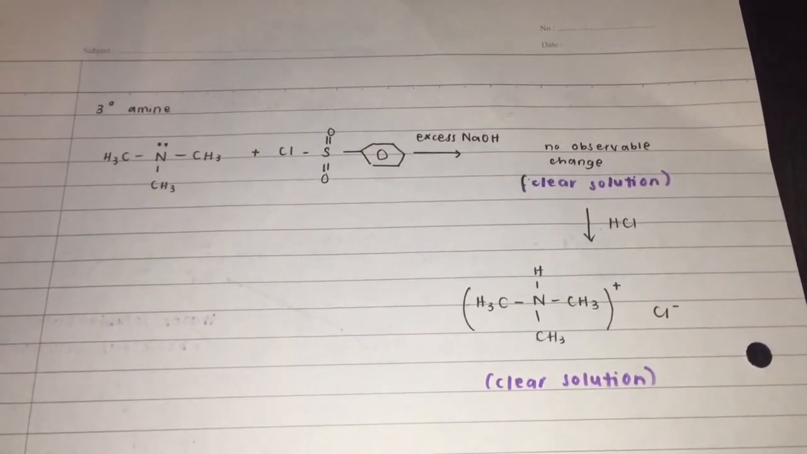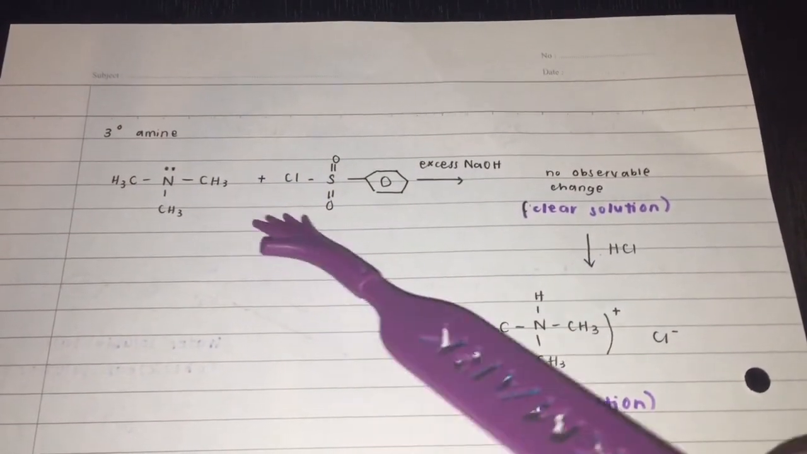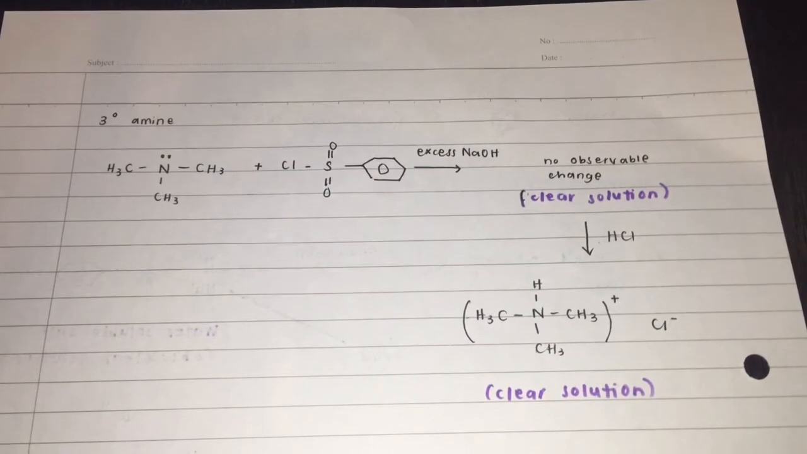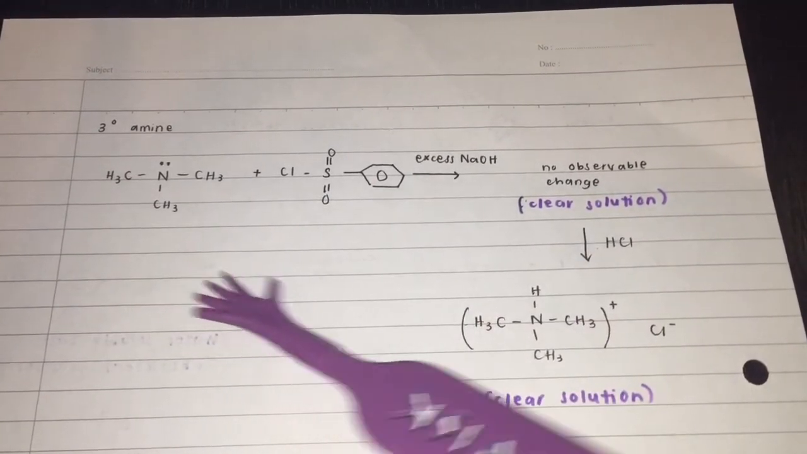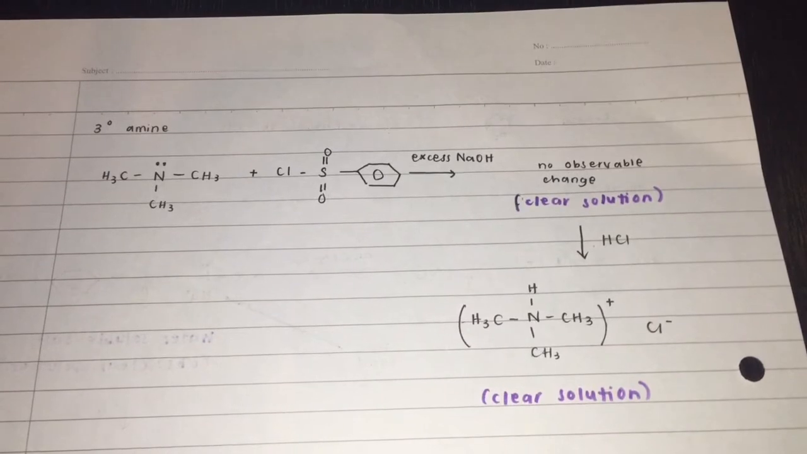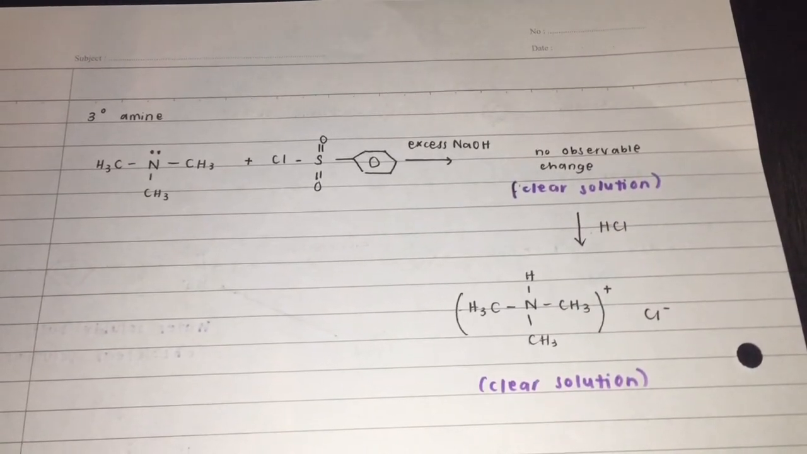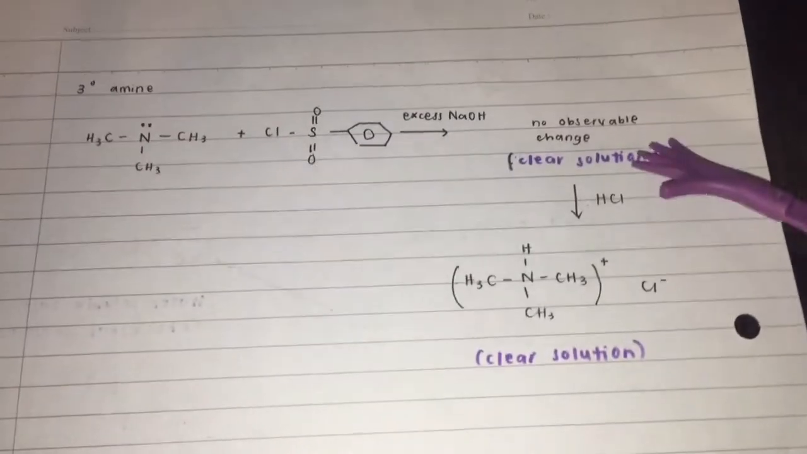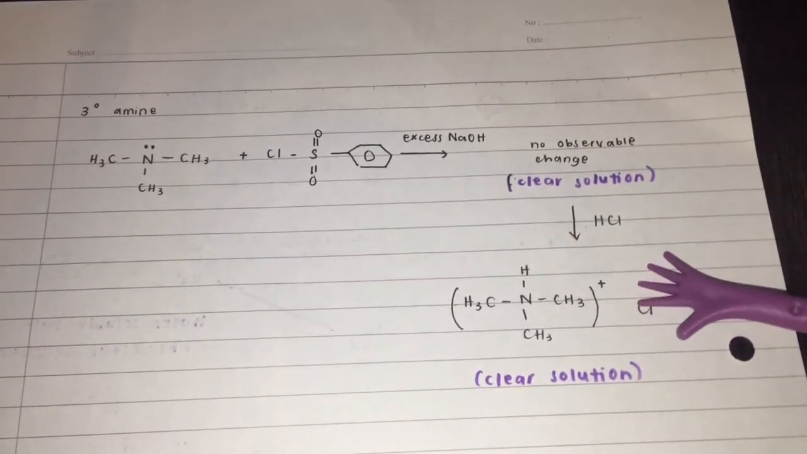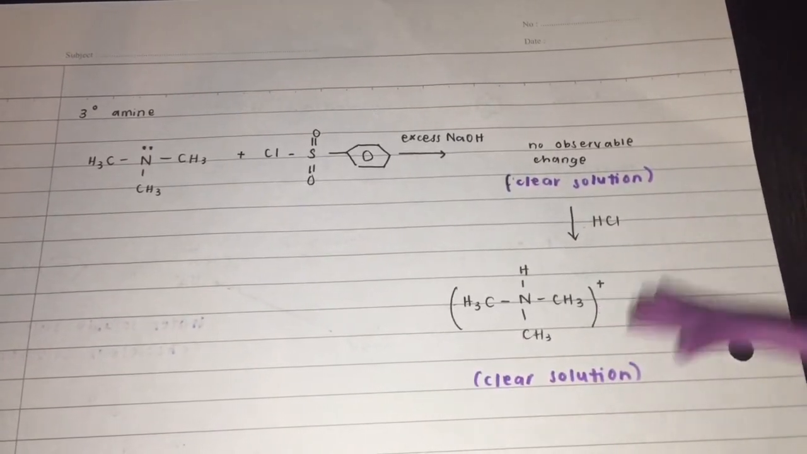Next we are going to see the tertiary amine. As we can see over here, there is no hydrogen atom attached to it, and there are all alkyl groups attached to this nitrogen atom. Because there is no hydrogen atom attached to the nitrogen atom, the tertiary amine does not react with the benzene sulfonyl chloride. So there is no product for the reaction with the excess sodium hydroxide, and we can observe it as a clear solution. But in the reaction with hydrochloric acid, the tertiary amine will form an ionic compound like over here, so we can observe it as a clear solution as well.